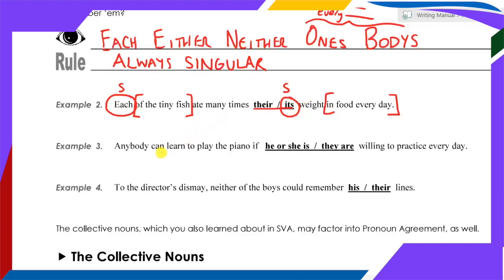Example 3, anybody can learn to play the piano if blank willing to practice every day. So again, we have this anybody. That is one of our enobs, one of the bodies. And therefore, we need a singular pronoun to refer to that anybody. So anybody can learn to play the piano if he or she is willing to practice every day. Again, he or she, singular pronouns, referring to the singular enob, anybody.